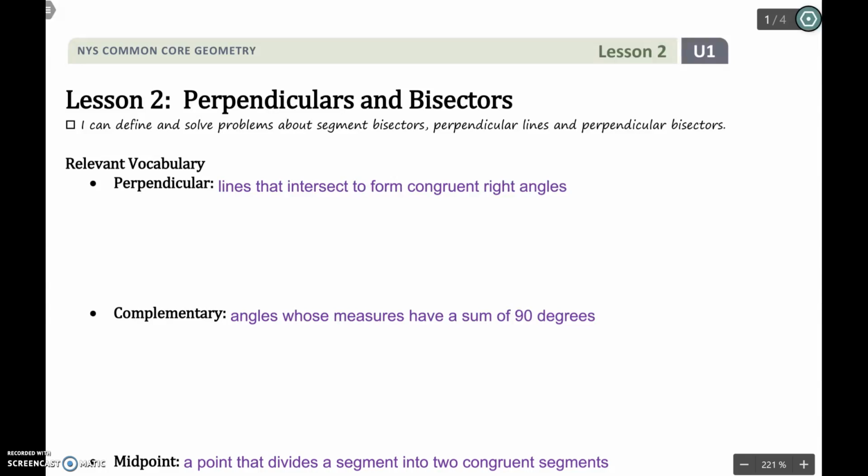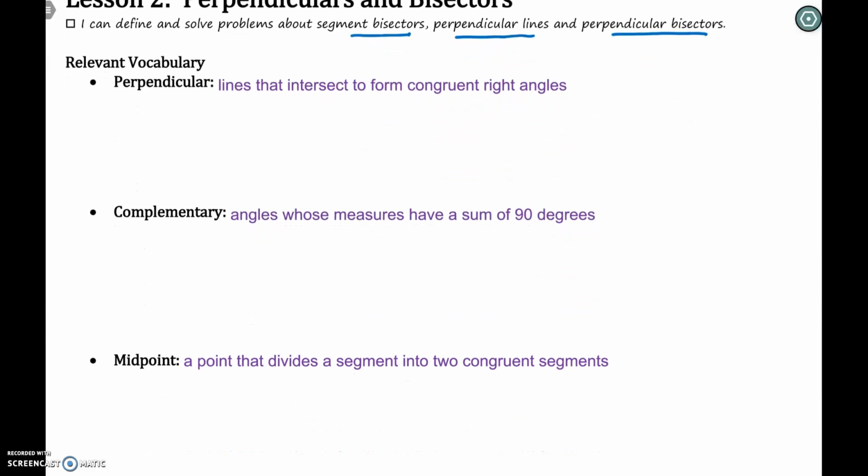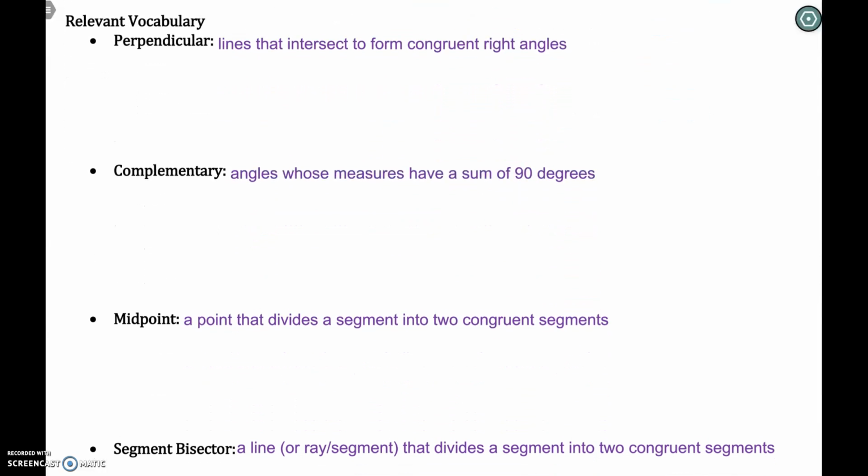Your I can statement states that you should be able to define and solve problems about segment bisectors, perpendicular lines, and perpendicular bisectors in this lesson. So as I'm going through, if you do need to pause in order to finish copying something, don't forget to do that. So we need to know some vocabulary, and the first one is the word perpendicular.